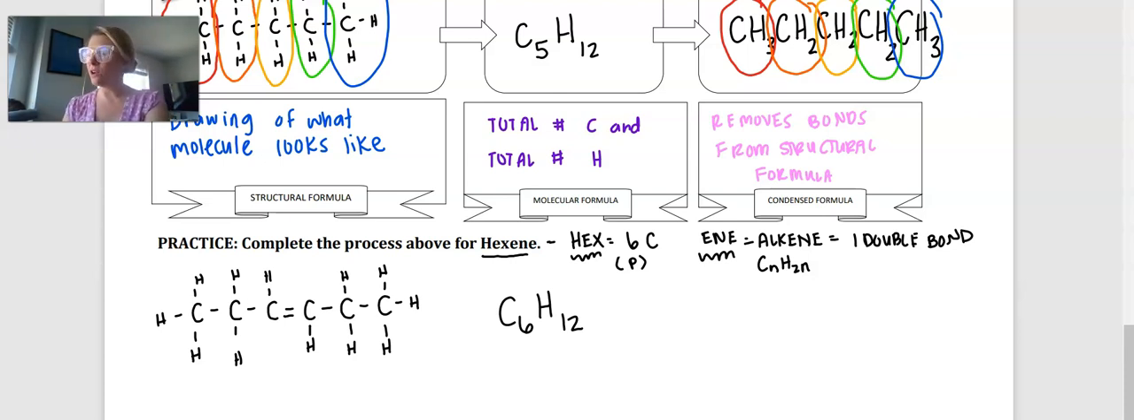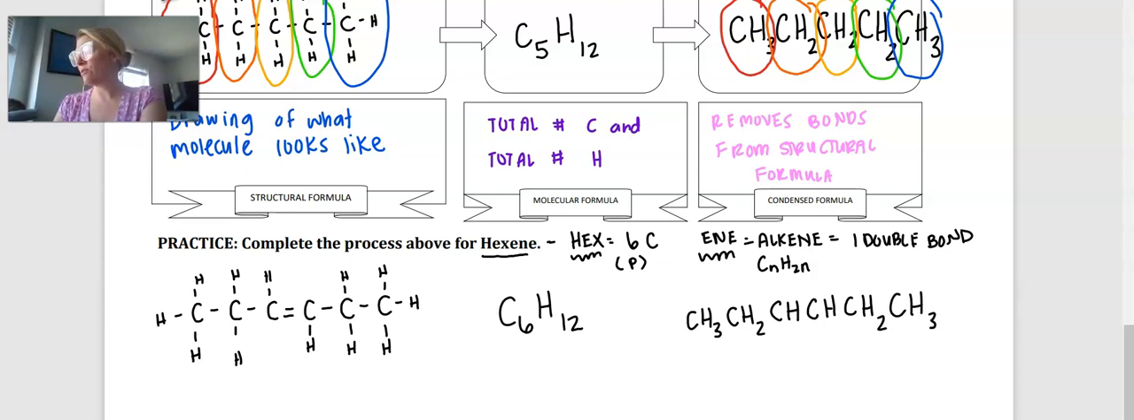I'm not going to do it all colorful this time, but let's do it together. My first carbon is CH3. My second carbon is CH2. My third carbon is CH. My fourth carbon is CH. My fifth carbon, CH2. And my sixth carbon, CH3.